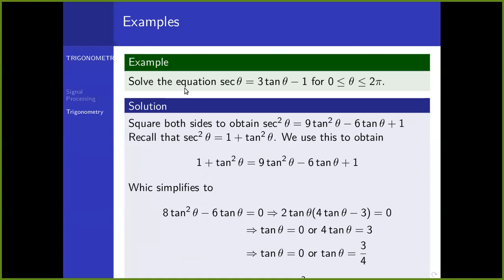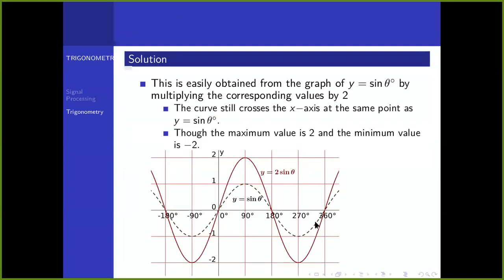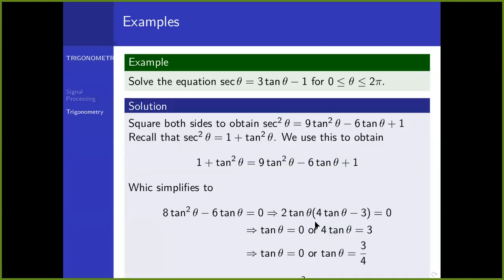This one says solve the equation secant of theta is equal to 3 tan theta minus 1 for values between 0 and 2 pi. So in this case, there's a problem. Part of this problem is cut out. So anyway, here we do that.